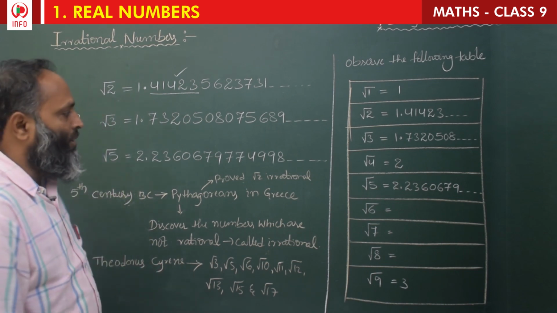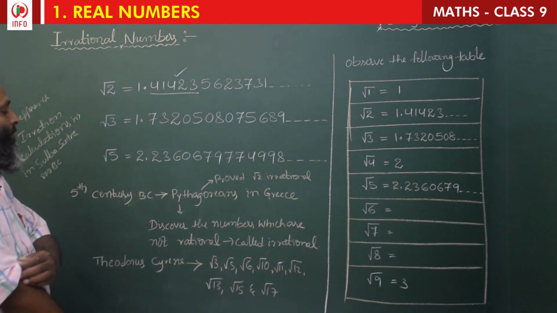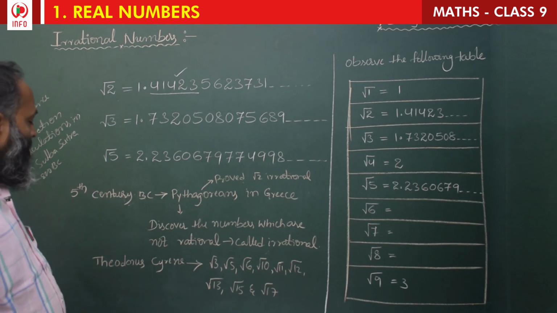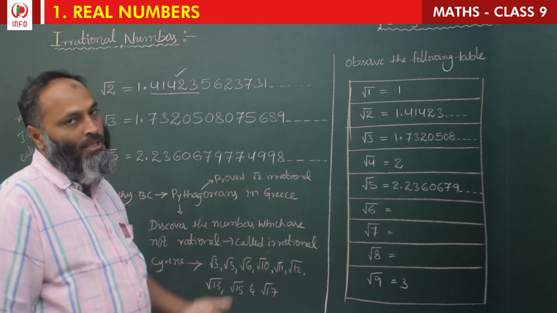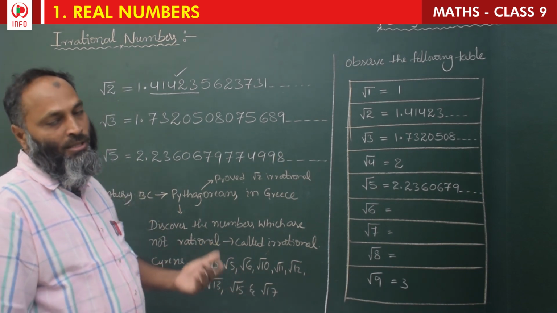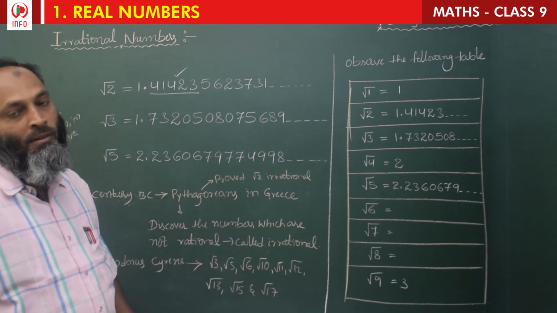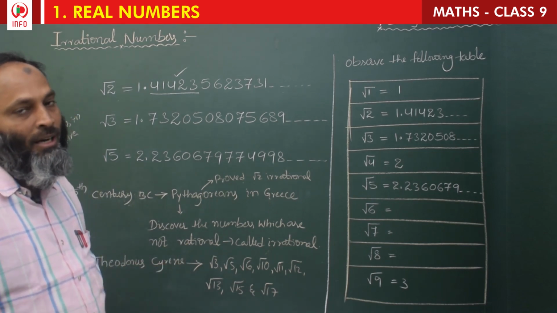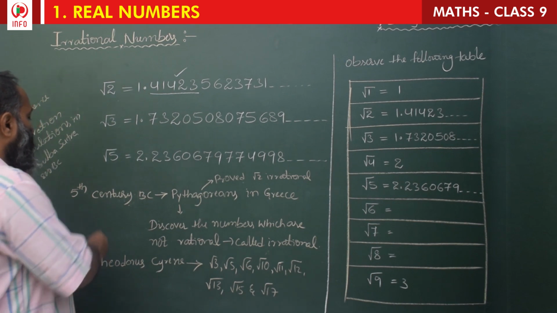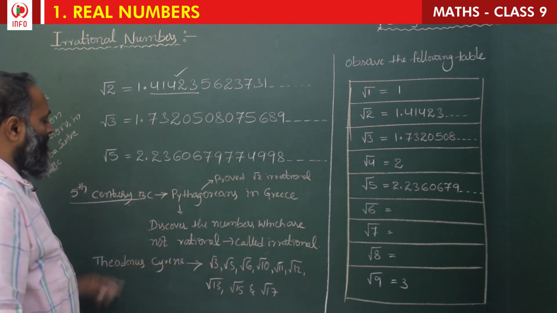Irrational numbers. When were the irrational numbers discovered, and who discovered them? So when and who first discovered irrational numbers? Irrational numbers were first discovered in the 5th century BC.